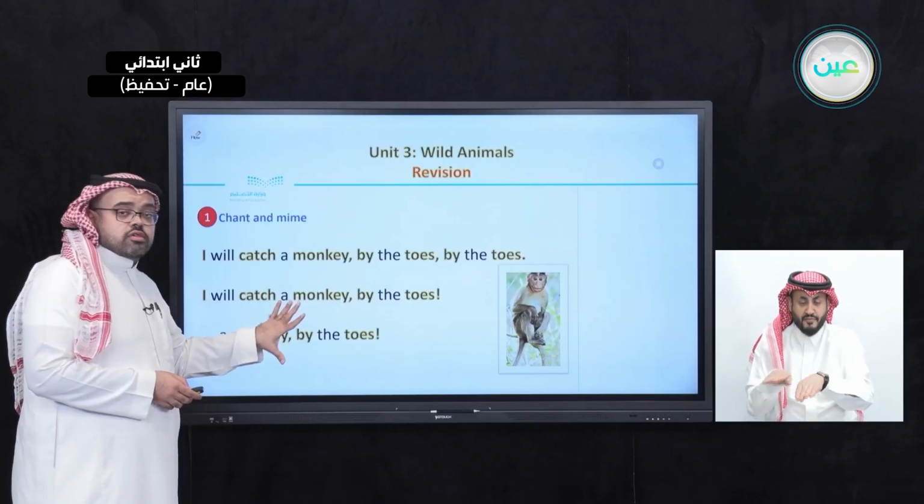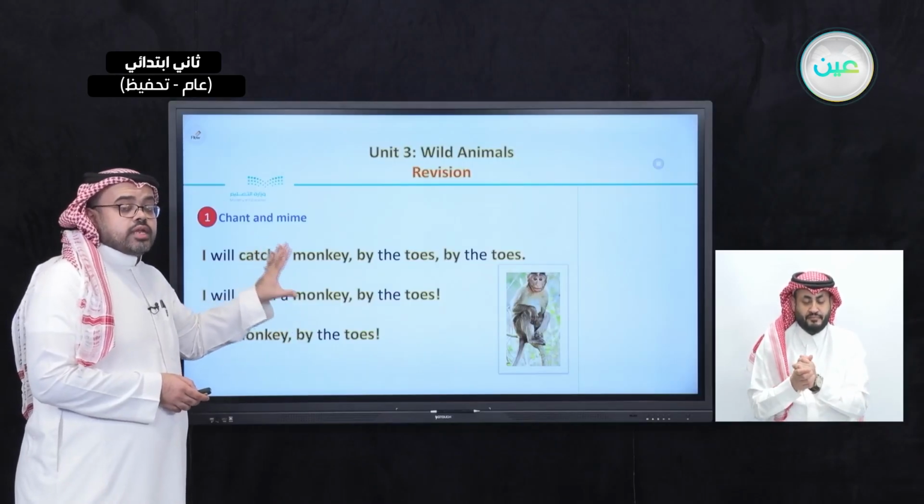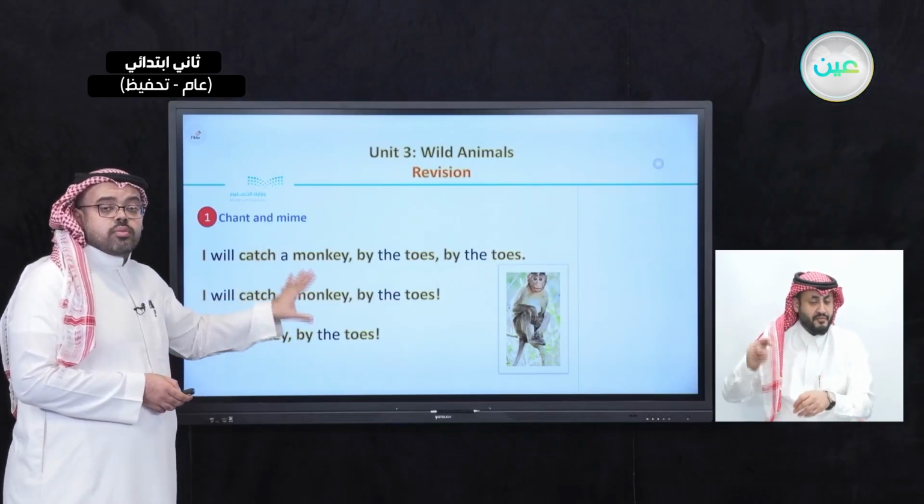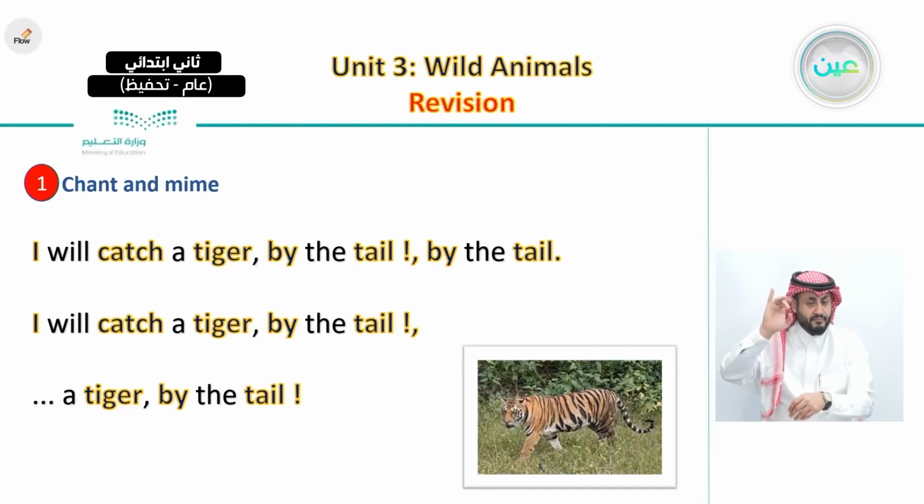So here in this first part, we talked about an animal and also the body part of this animal. The second part of this chant: I will catch a tiger by the tail, by the tail. I will catch a tiger by the tail. A tiger by the tail.